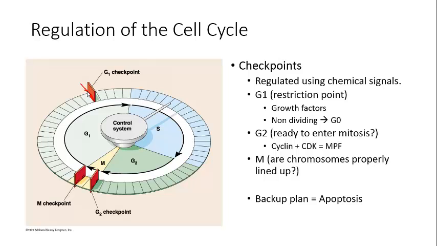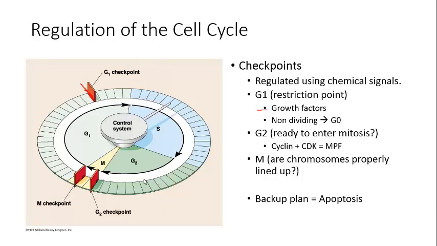If a cell is not going to divide, like a neuron or like a heart cell, the cell enters a separate stage called G0. The chemical signal that's used at the G1 checkpoint is the growth factor. The growth factor is an external signal, and this is the chemical signal that tells the cell to leave G1 and begin preparing for the process of mitosis.